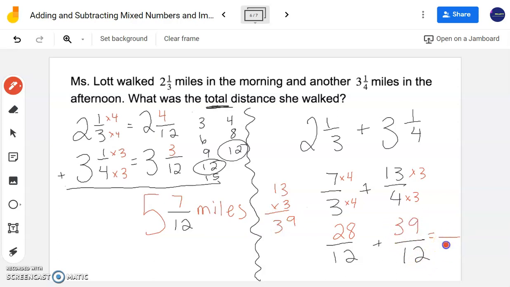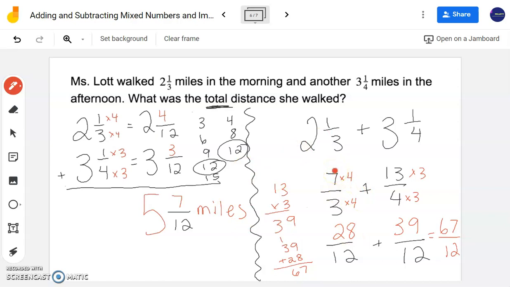Now I have my same denominators, which are 12. I can simply add my numerators. So if you need to write out 39 plus 28, that's absolutely fine. So now we have 67, giving me a final answer of 67/12. Now, you can solve this problem both ways.